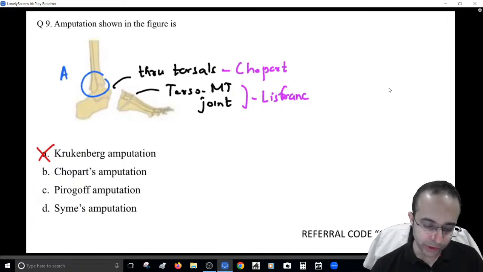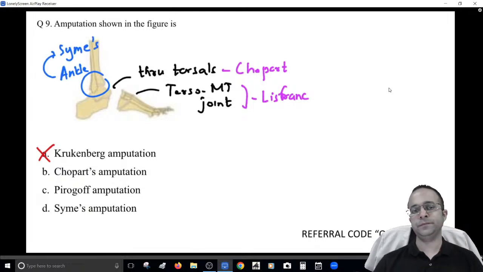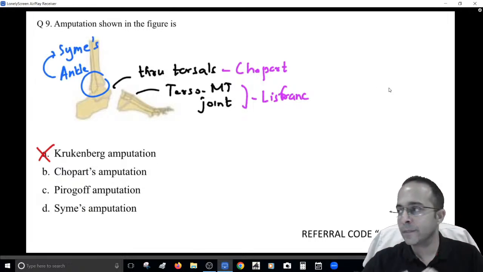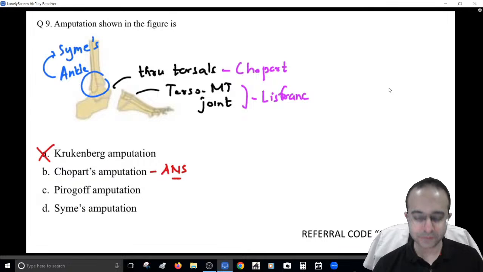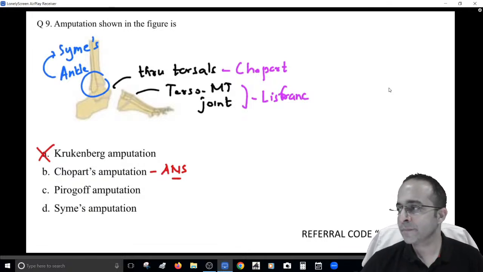And when you are going through the ankle, this is where you use the word Syme's. Clear with that? So are you guys clear? The answer here is going to be Chopart amputation. Clear with that?